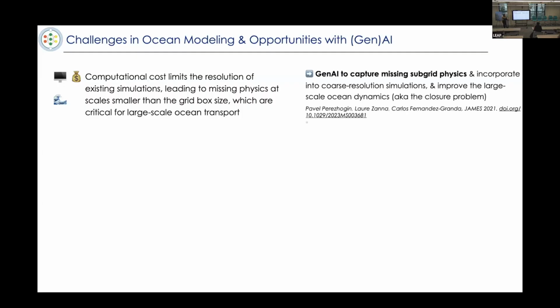And so one thing that we can do is to use AI to actually capture this missing physics and try to improve climate models without, again, the additional computational cost of increasing the resolution of the model.